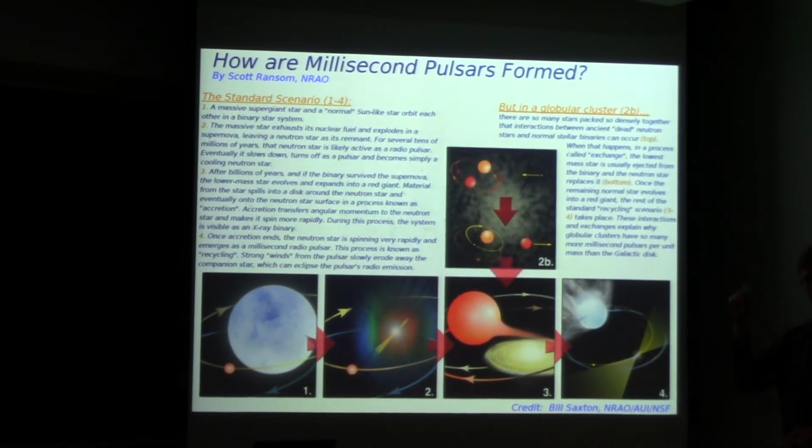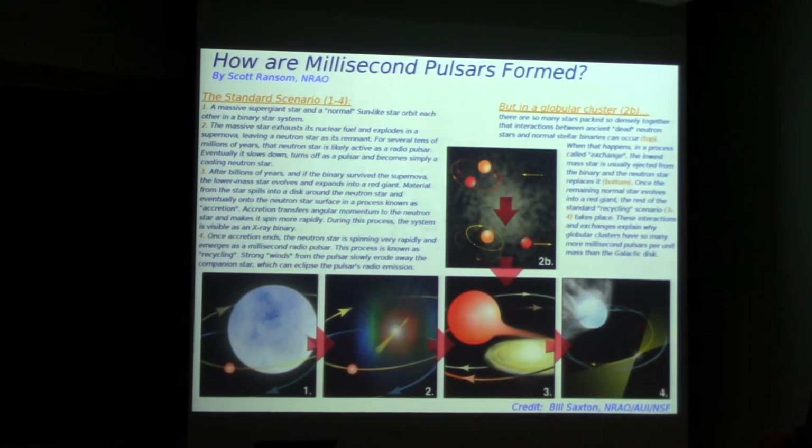Remember, we said that the real lifetime, based on P over P dot, was on the order of a few tens of millions of years. Eventually, it slows down, turns off as a pulsar, and becomes simply a cooling neutron star. But 3, after billions of years, and if the binary survived the supernova, the lower mass star evolves and expands into a red giant. Material from the star spills into a disk around the neutron star and eventually onto the neutron star surface in a process known as accretion.